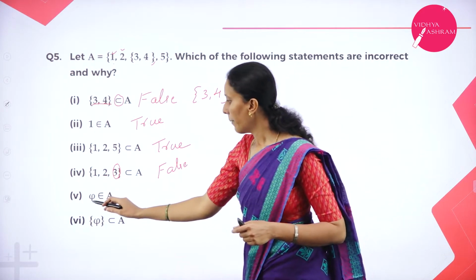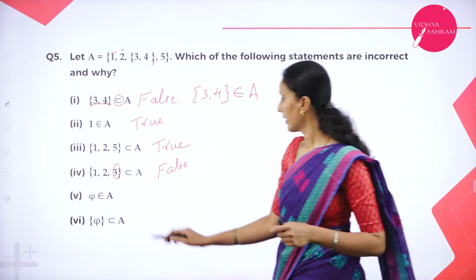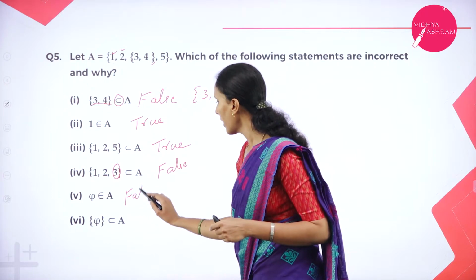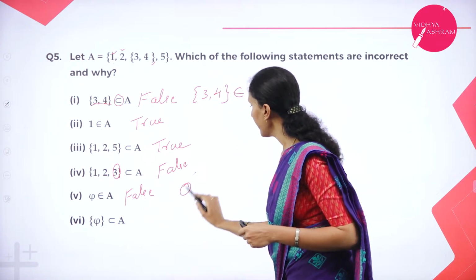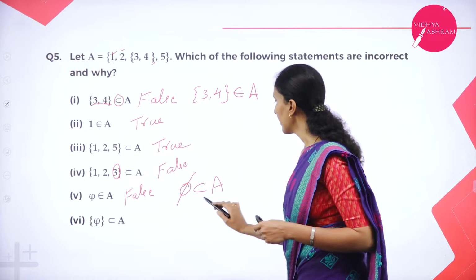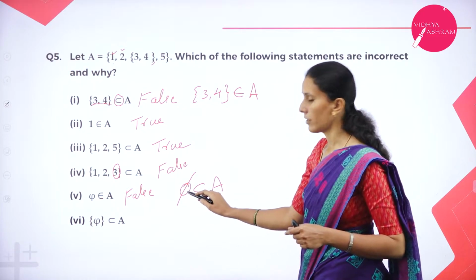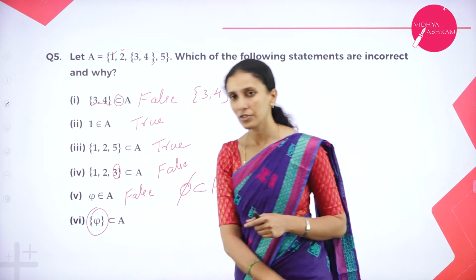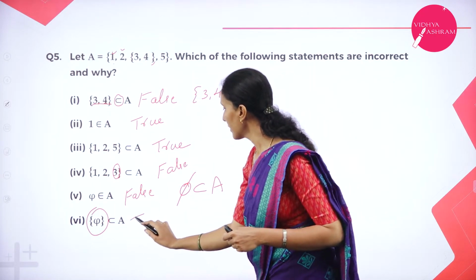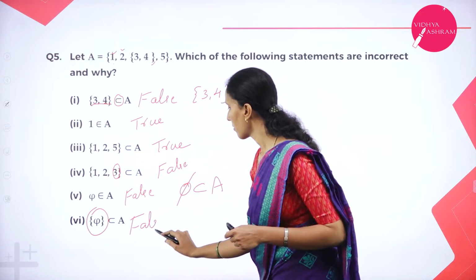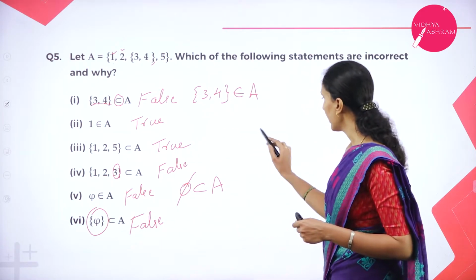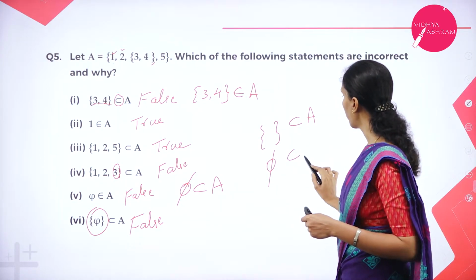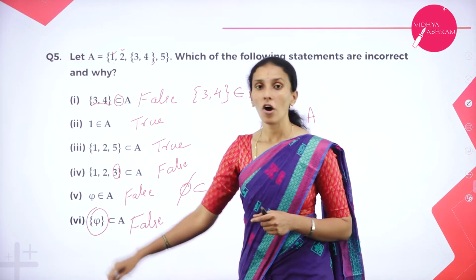So next, empty set belongs to A. False. Because a set belongs to A is not possible. How we can replace this? We can write empty set as a subset of A. This is not an element. This is a subset. Next, and as I said, the symbol itself is wrong. So therefore, the statement is false again. If this must be true, either it should be in this form or in this form. But this is false.